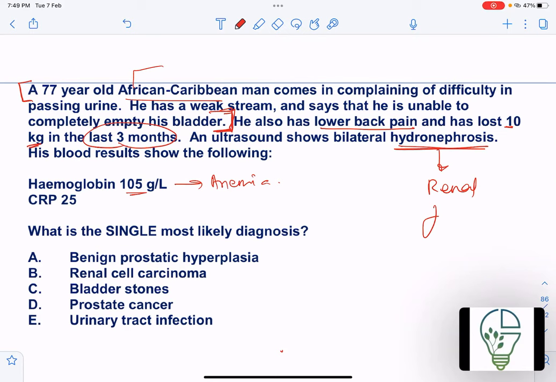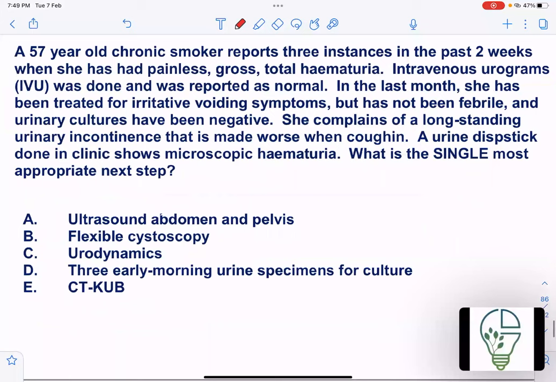The last question we have is a 57-year-old female chronic smoker who reports 3 instances in the past 2 weeks of painless gross hematuria. An intravenous urogram was done and it was reported as normal. She's been treated for irritative voiding symptoms, meaning she probably has a lot of urinary tract infections, not febrile, meaning she has no fever. Urine cultures are negative, meaning it's not a UTI, but she has some symptoms. And long-standing incontinence made worse while coughing. Urine dipstick shows hematuria.